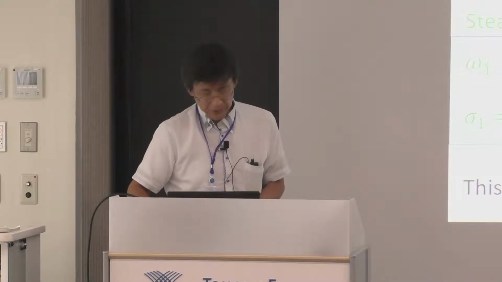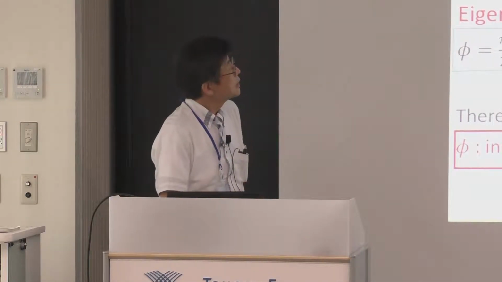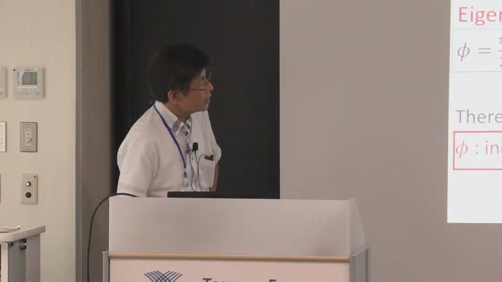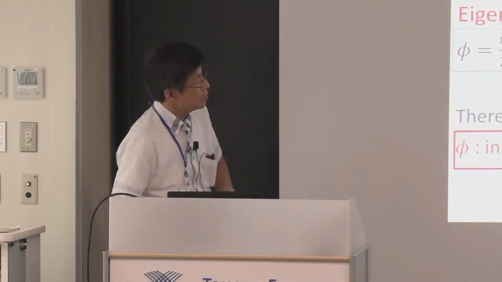You can analyze stability based on this ODE. The prolate case is where the symmetric axis is longer than the other axes. In such a case, the first inertia tensor component I1 is larger than the others. Then you can get this growth rate of the steady state. And when phi equals 0, this is the well-known stability of the sleeping top.